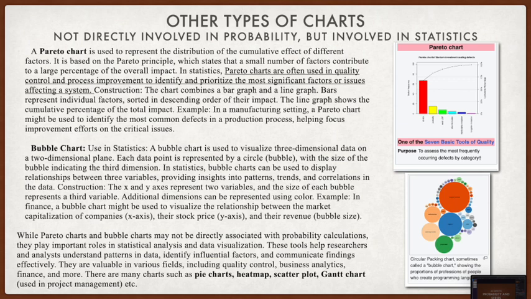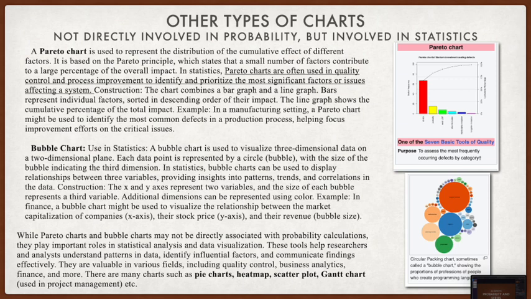Bubble chart. This is used in statistics. A bubble chart is used to visualize three-dimensional data on a two-dimensional plane. Here there is a circular packing chart on the right side, sometimes called a bubble chart, showing the proportions of people who create programming language. Here the orange might be the systems engineer, and the blue another developer. Each person is there, and each data point is represented with the size of the bubble indicating the third dimension.